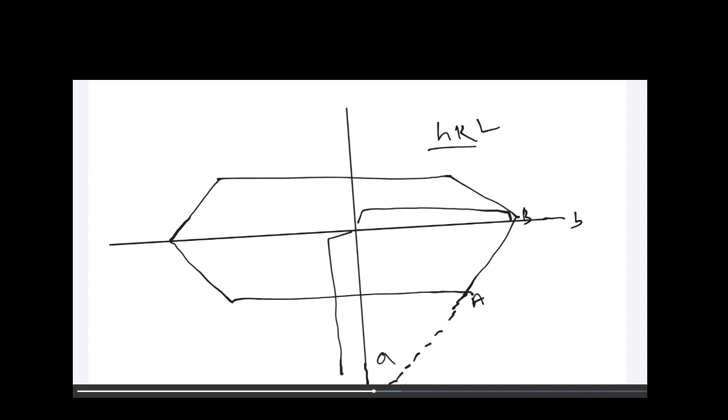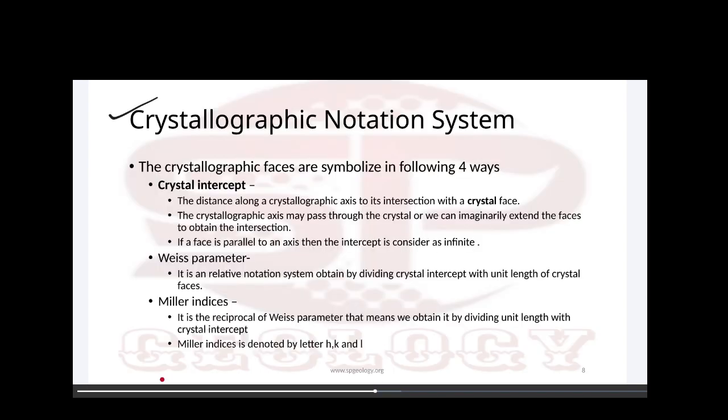Did you understand this? Yes sir. So this is a crystal intercept: the distance along a crystallographic axis to its intersection with the crystal face from the center. Crystal intercept is very difficult to represent because unequal numbers, fractions and different whole numbers will come.